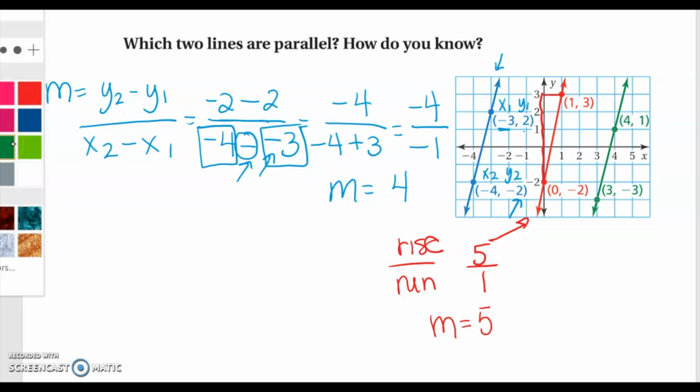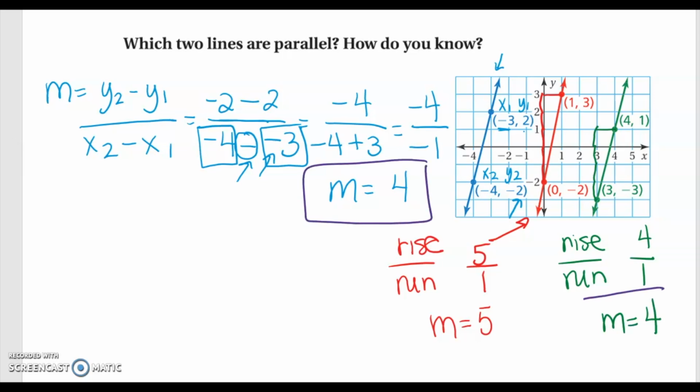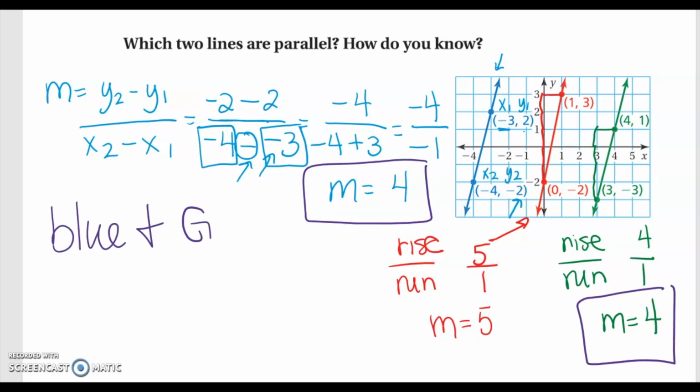Okay, now I'm going to check my green line, and again, I'm going to use rise over run. So I'm going to start here, and I'm going to rise 1, 2, 3, 4. I'm going to run 1. So my green line has a slope of 4. So that tells me that my blue line and my green line both have a slope of 4. So the blue line and the green line are parallel.